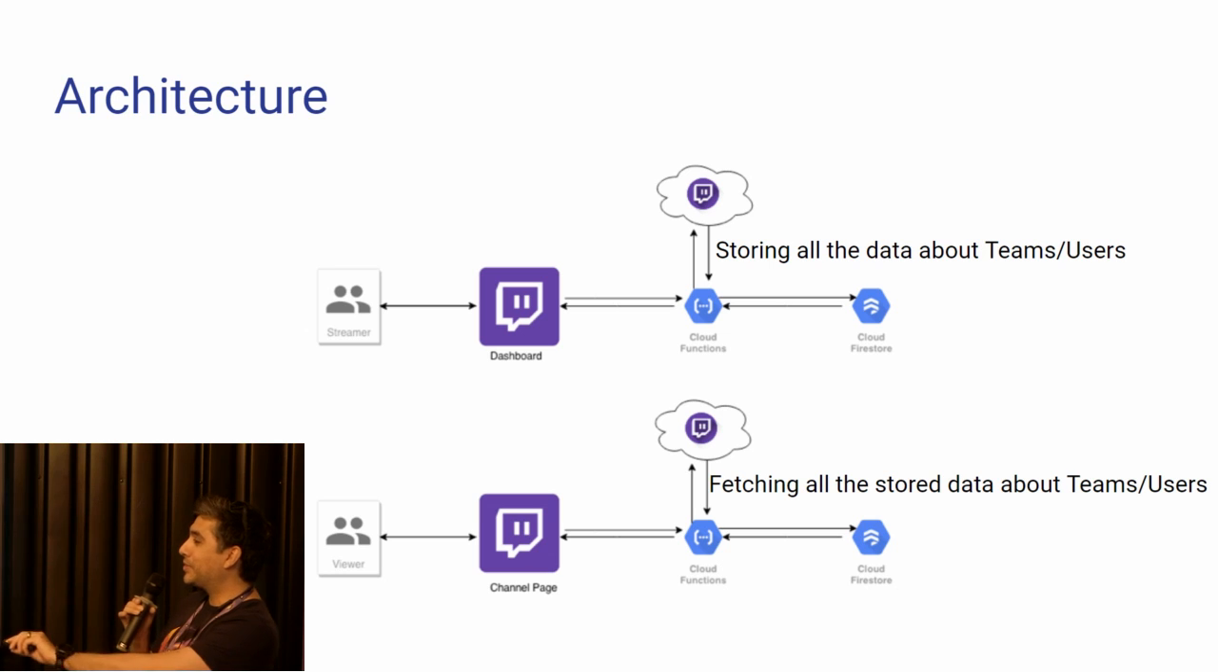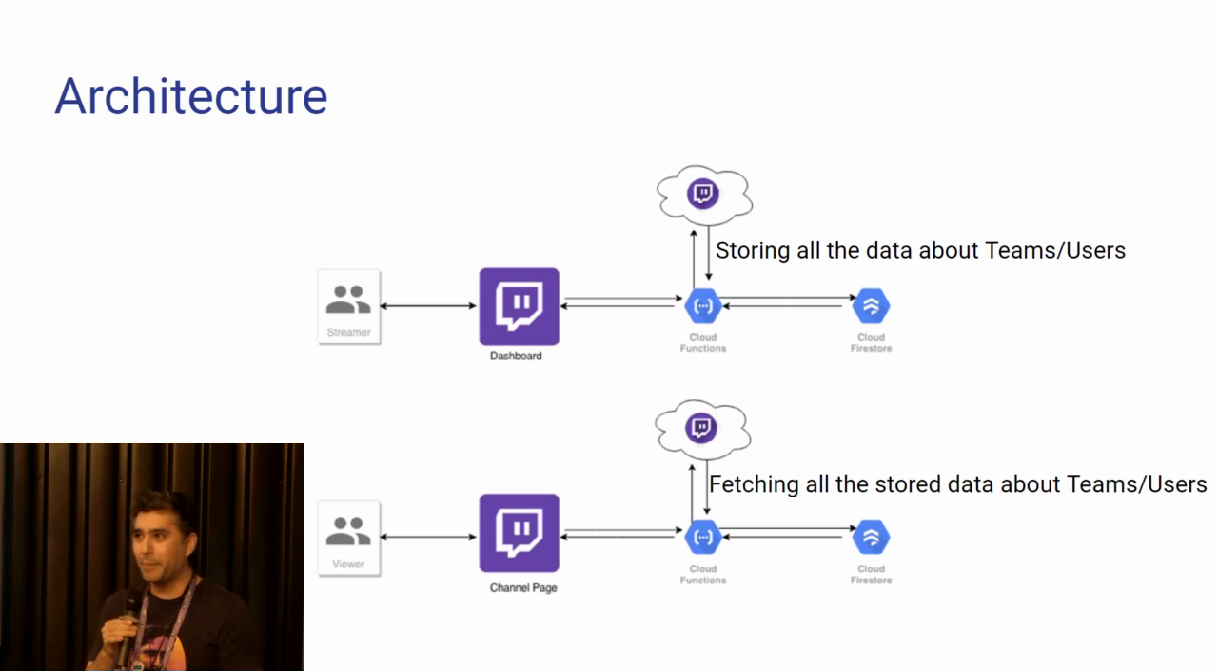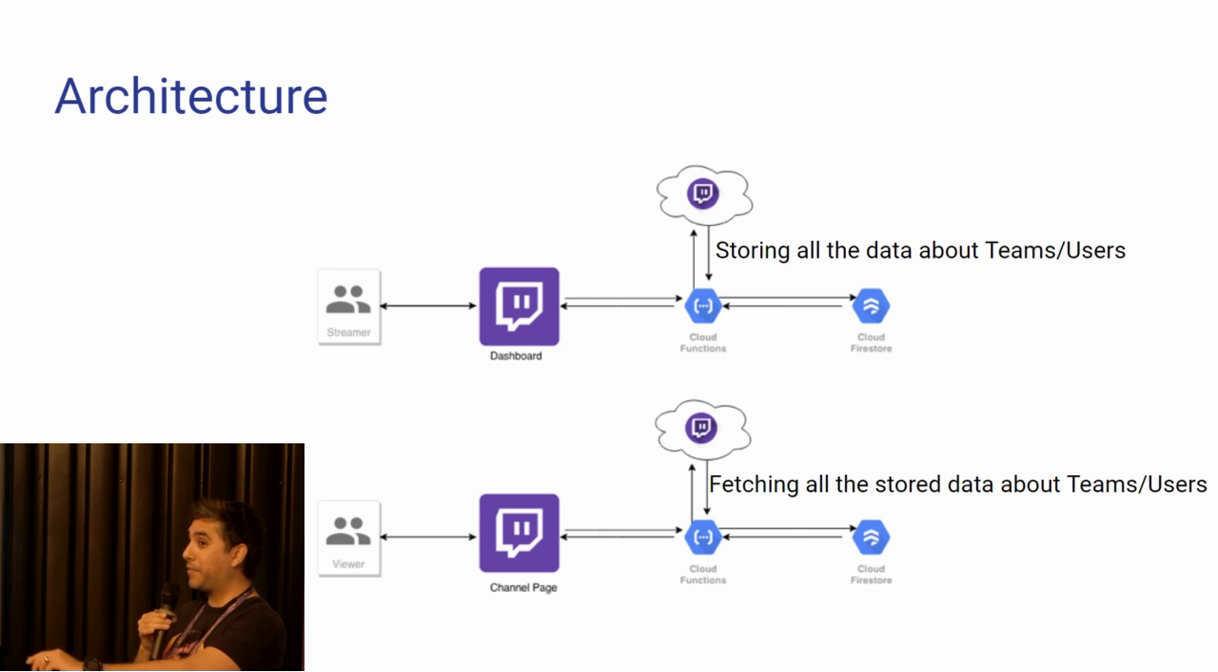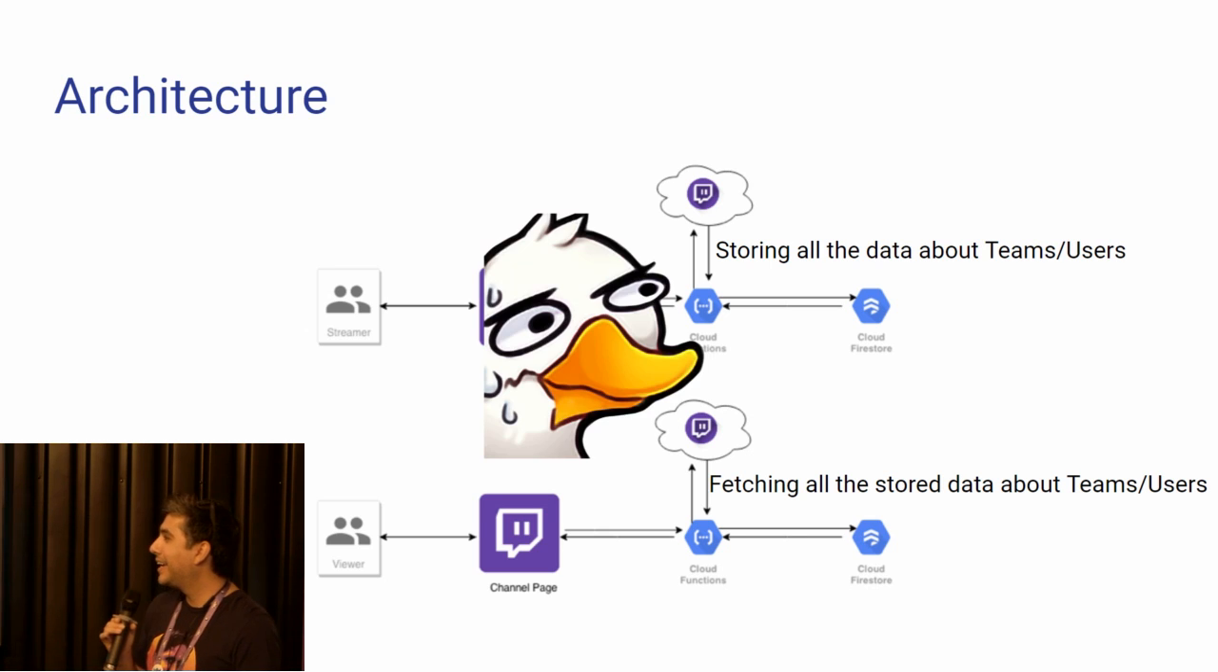Then on the viewer side, when they load the page and it starts fetching information, it goes to the function and queries the Firestore. Sometimes it'll query the Twitch API because there's a feature I'll go over in a second about clearing cache and refreshing data, and it fetches all that information and stores that into the Firestore again. So that wasn't a good idea.